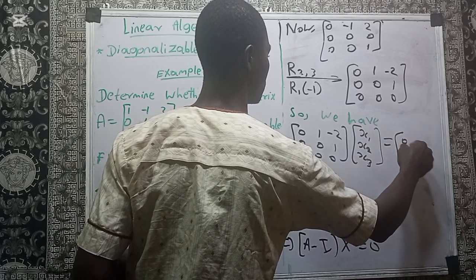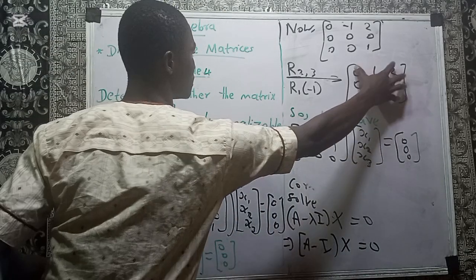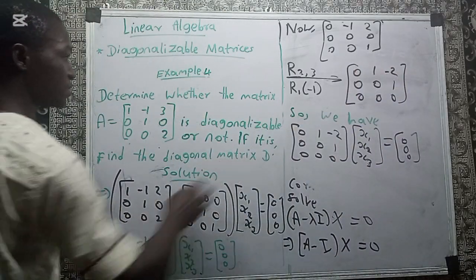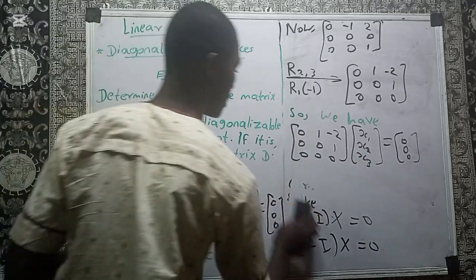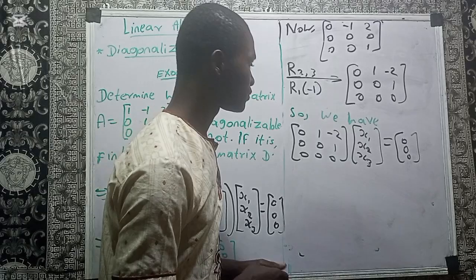Equated to the 0 matrix. So I'll replace this. I've replaced this with this. So this is what we now have. So after that, what is the next thing we're going to do?